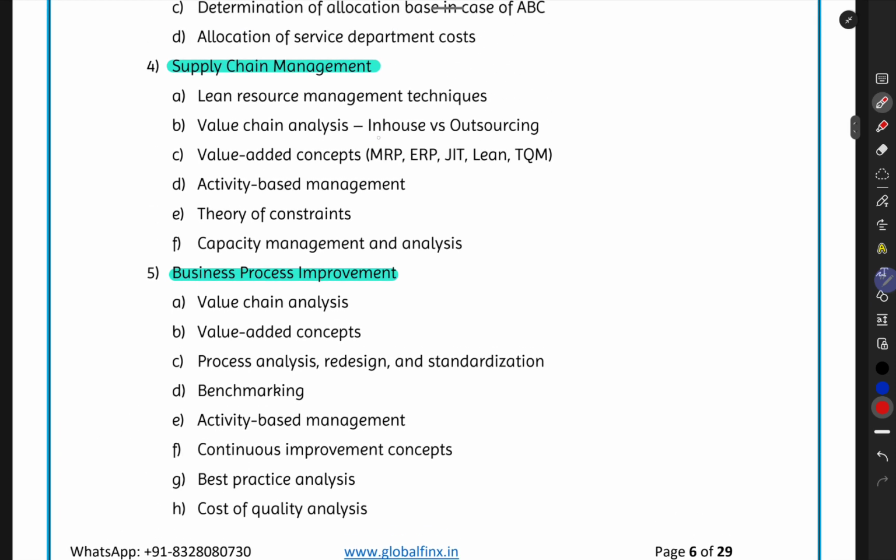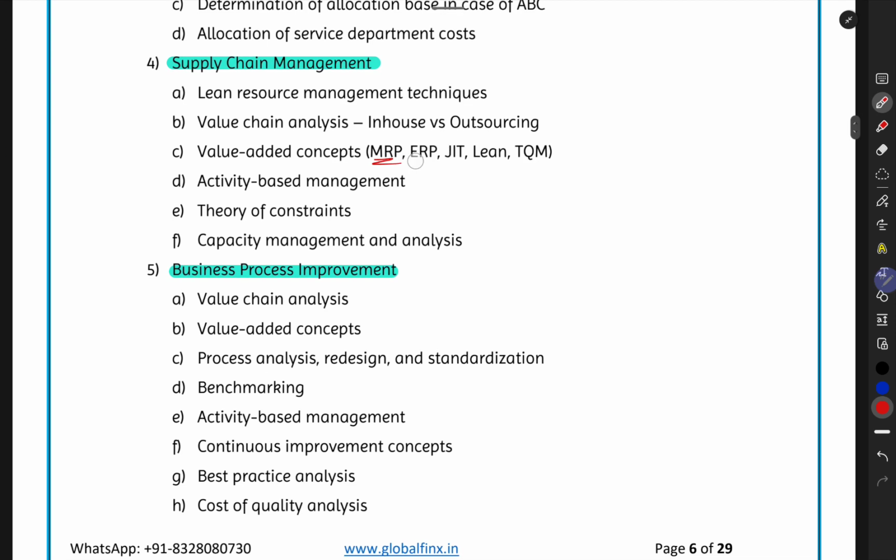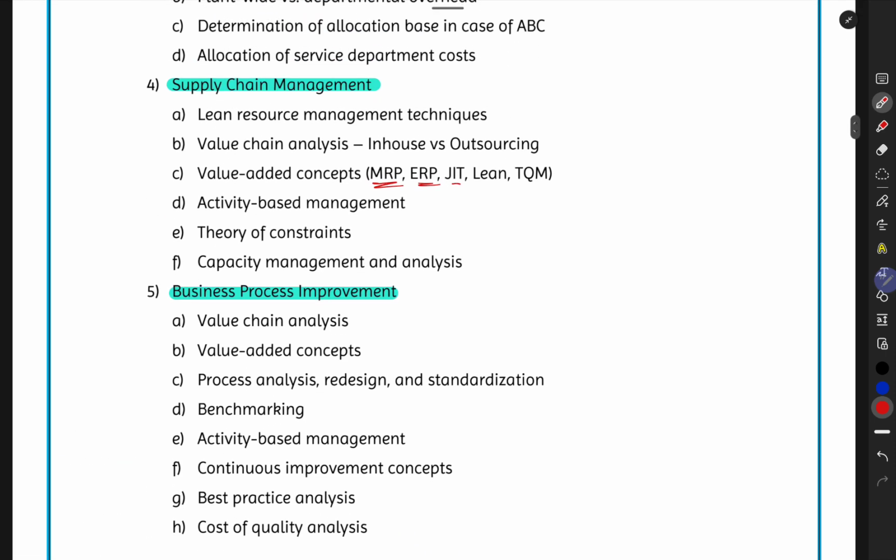So whether we should produce in-house or whether we should outsource it to someone else. Similarly, we have some very important concepts regarding value addition, which is MRP, ERP, material resource planning, enterprise resource planning, just in time JIT, Lean Sigma, TQM, total quality management. Each of these strategies in themselves are huge courses. I'm not even kidding you.